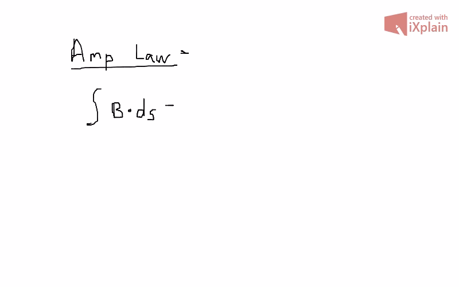So let's talk quickly about Ampere's law. The way Ampere's law works is very similar to Gauss's law. In fact, it looks similar. We have the integral of the magnetic field around a closed loop along the outer part of a surface is equal to mu naught times I enclosed.